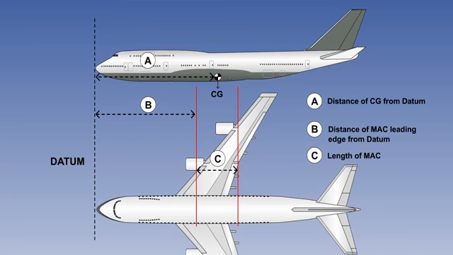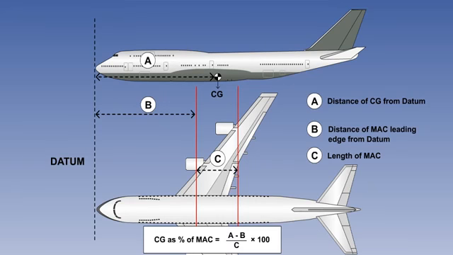We now have the three parts, A, B and C, which make up the formula used to calculate centre of gravity in terms of percentage mean aerodynamic chord. The formula used to calculate percentage mean aerodynamic chord is A minus B, divided by C, multiplied by 100.